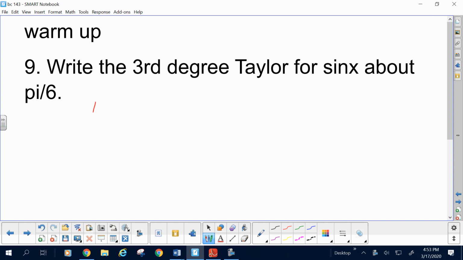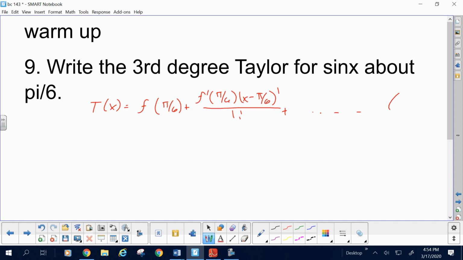All right, so whether you write the general every time, at this point you might not be, but this is the plan. And we're going to keep that going through until we get to the third degree. Remember, degree means power, not number of terms. All right, so f at pi over 6 is sine at pi over 6, which is a half.